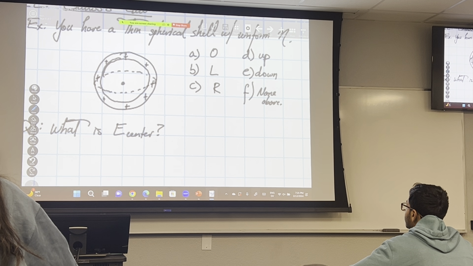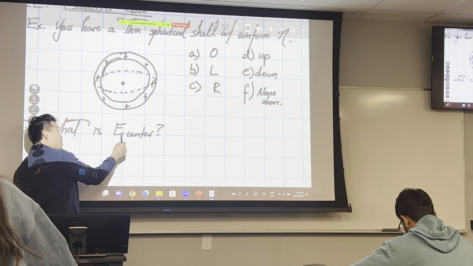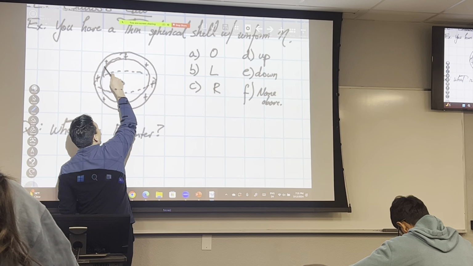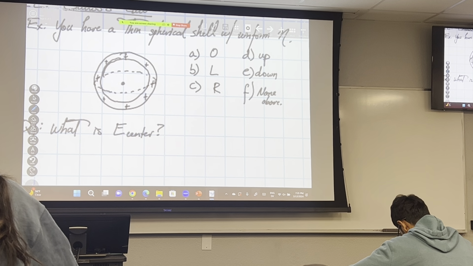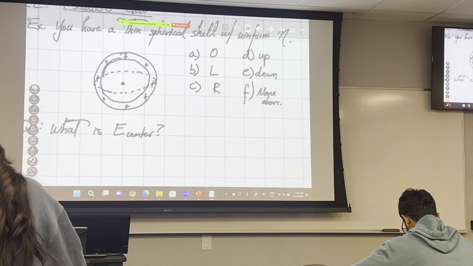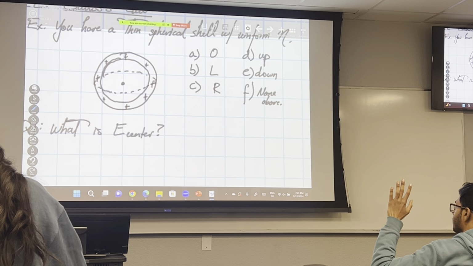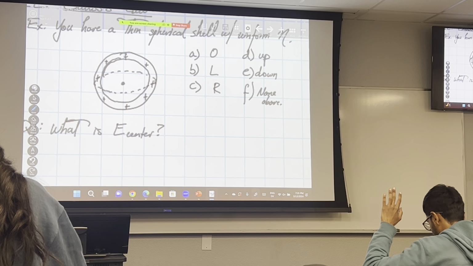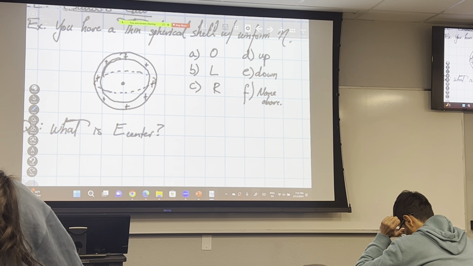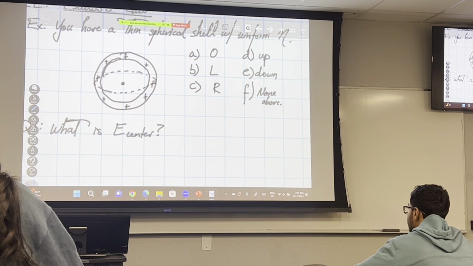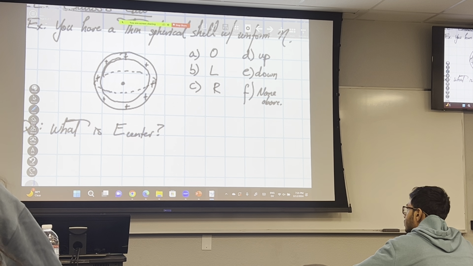So at the center, what is going to be the electric field that arises from this spherical charged shell? Let's see a show of hands. Who says it is A, 0? There is no electric field. Who says B, it would be left? C, to the right. D, up. E, down. F, none. Why would it be none? Because it always is.